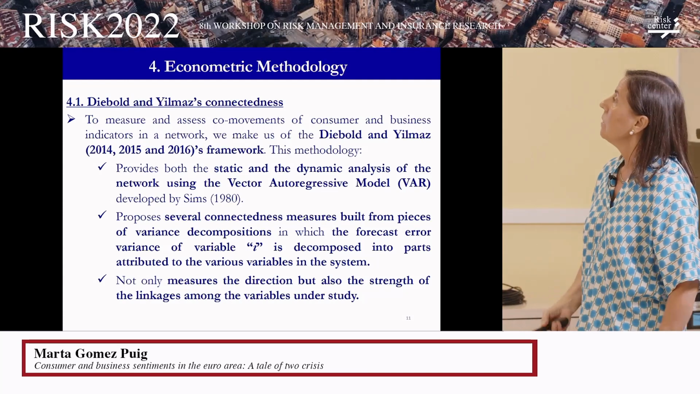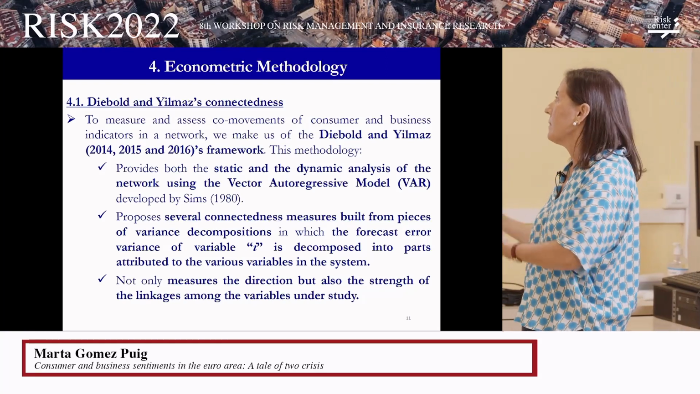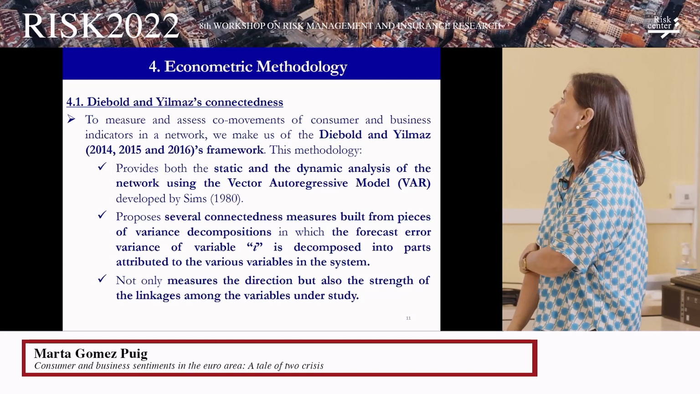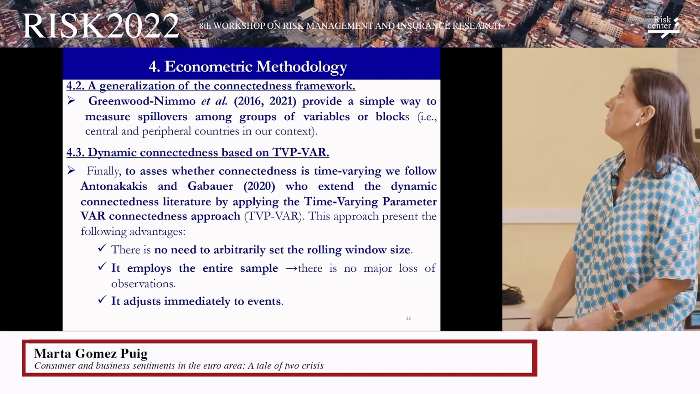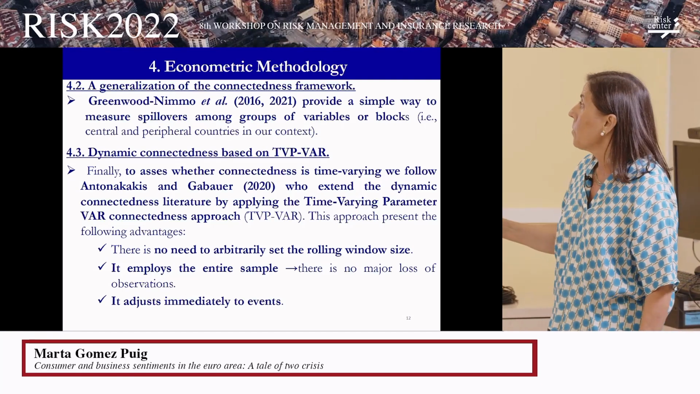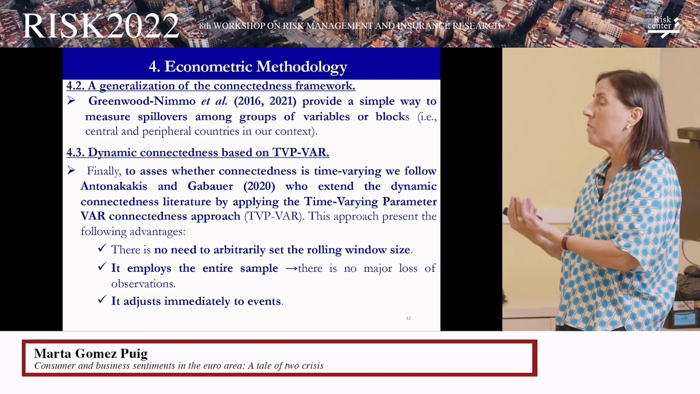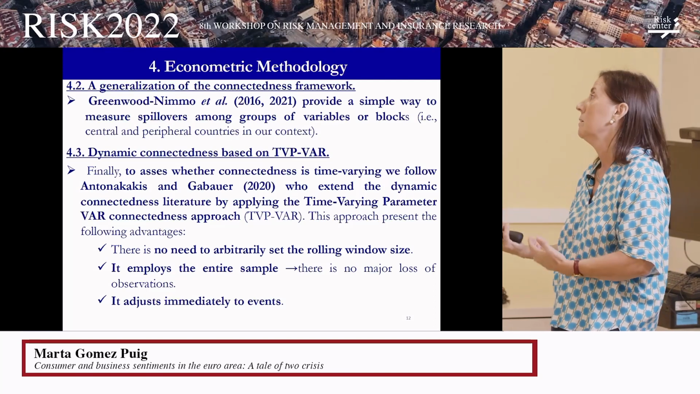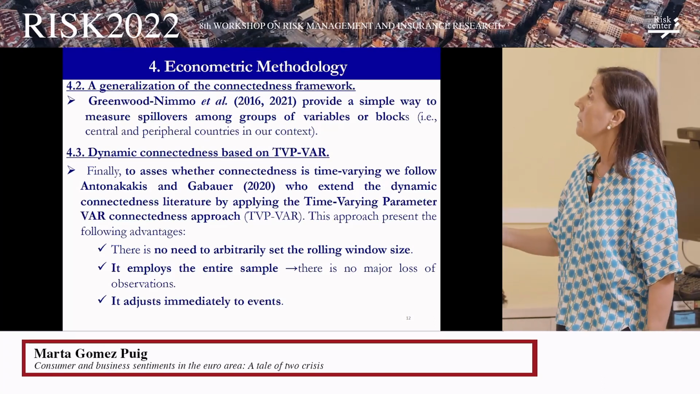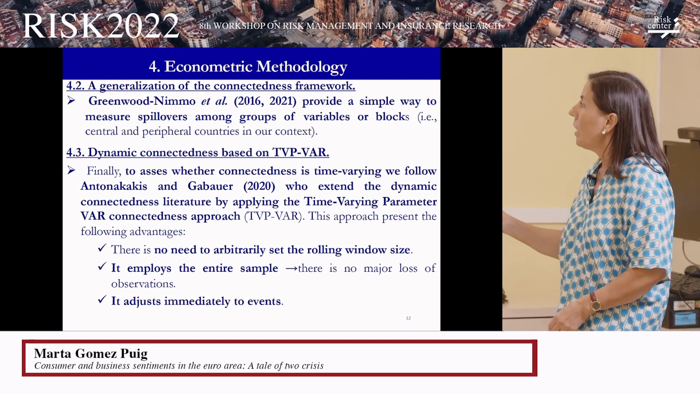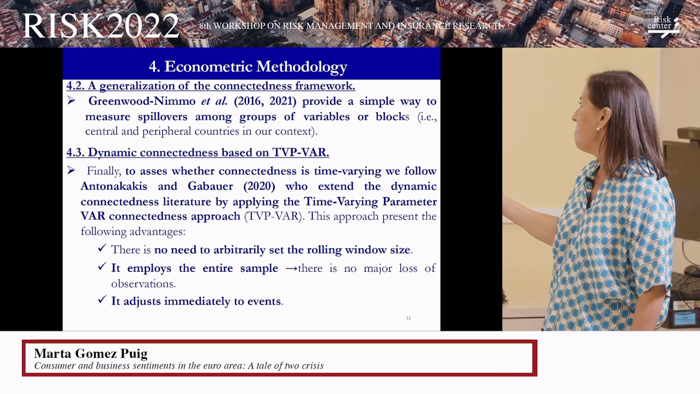So regarding the methodology, we first use the general approach to capture connectedness, the Diebold and Yilmaz connectedness approach, to measure and assess movements of consumer and business indicators in a network. Secondly, we will use a generalization of this connectedness framework. Concretely, we'll use Greenwood-Nimmo and Kapetanios' approach, which provides a way to measure spillovers among groups of variables or blocks. Our intention is to analyze connectedness between central and peripheral countries. And finally, to assess whether connectedness is time varying, we'll follow Antonakakis and Gabauer, 2020, who extend the dynamic connectedness literature by applying the time-varying parameter VAR approach.